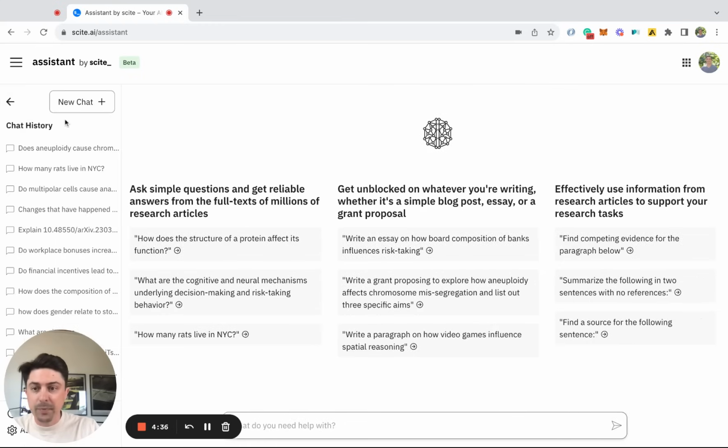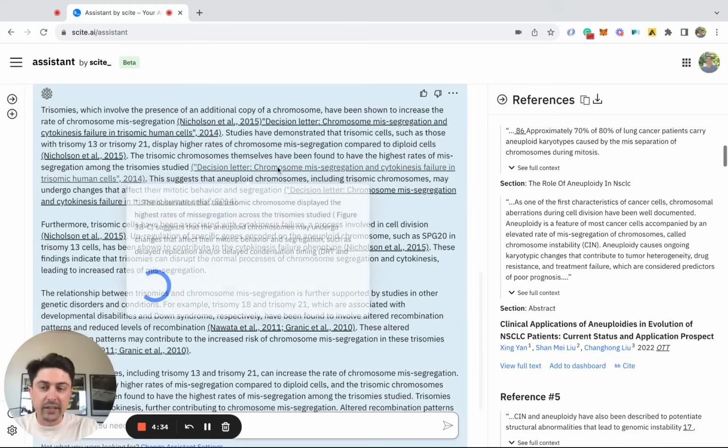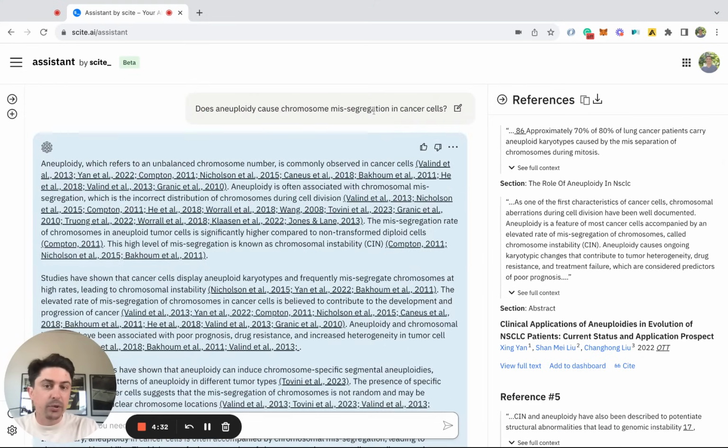And so I will pull up a previous question I asked related to my research. Does aneuploidy cause chromosome missegregation in cancer cells? What you'll see is here's a plain language question, and then you get this direct answer that says aneuploidy, which refers to an unbalanced chromosome number, is commonly observed in cancer cells. It gives you various references.